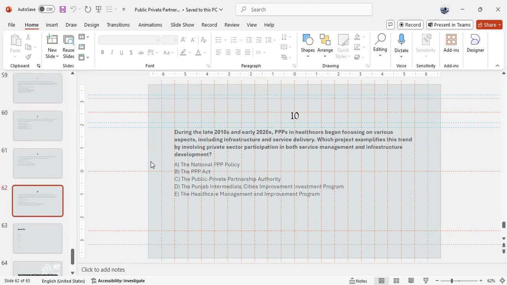During the late 2010s and early 2020s, public-private partnerships in healthcare began focusing on various aspects, including infrastructure and service delivery. Which project exemplifies this trend by involving private sector participation in both service management and infrastructure development? A, the National Public-Private Partnership Policy. B, the PPP Act. C, Public-Private Partnership Authority. D, the Punjab Intermediate Cities Improvement Investment Program. Or E, the Healthcare Management and Improvement Program. The correct answer is D, the Punjab Intermediate Cities Improvement Investment Program.